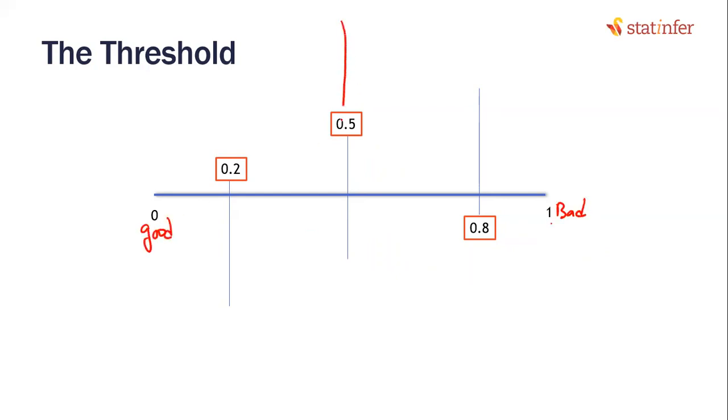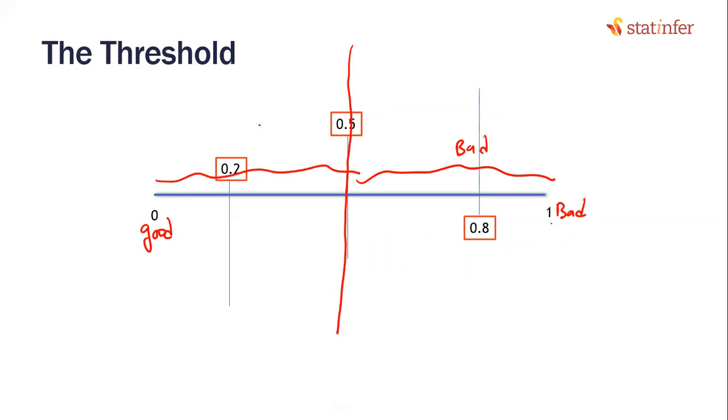Right now we are keeping a threshold at 0.5. If the predicted value is greater than 0.5, we are saying he is a bad customer. If the predicted value is less than 0.5, we are classifying him as a good customer. What if I say that the probability of bad is 0.45?